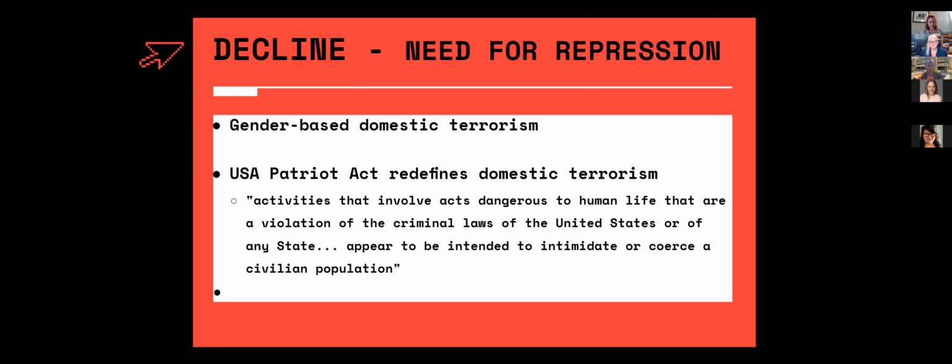The incel attacks and threats of violence are gender and sex-based domestic terrorism, and they need to be treated as such. The US Patriot Act defines domestic terrorism as, quote, "activities that involve acts dangerous to human life that are a violation of the criminal laws of the United States or of any state, and appear to be intended to intimidate or coerce a civilian population," end quote. This includes the mass violence perpetrated by incels, but also their everyday violence, ranging from harassment and the assault of women.